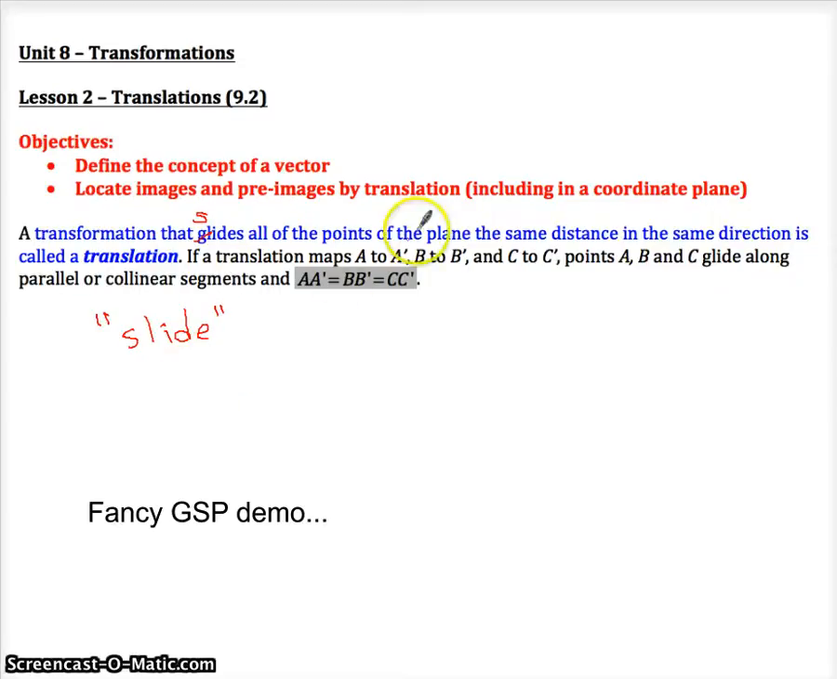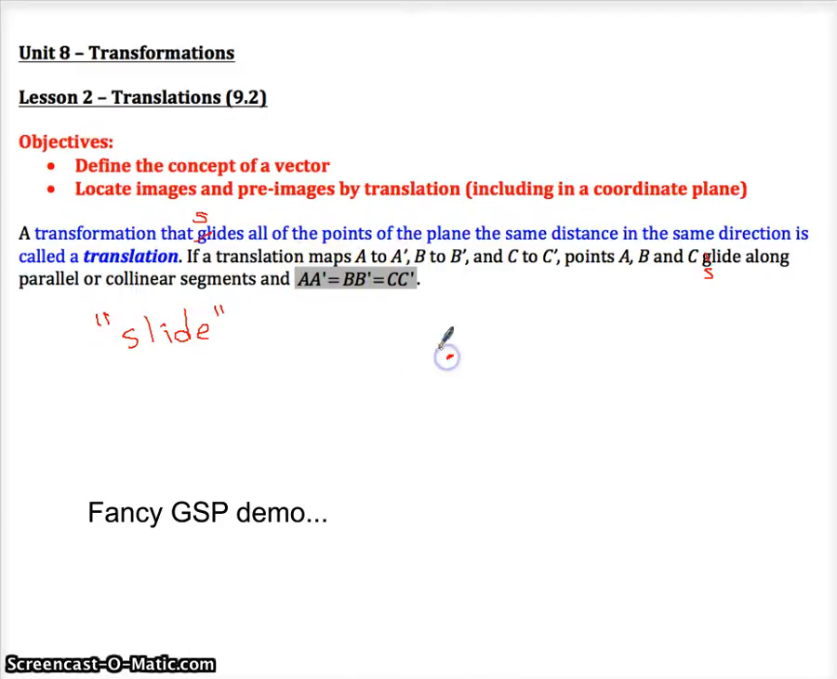If a translation maps A to A prime, B to B prime, and C to C prime, points A, B, and C slide. Glide isn't really wrong. It's just I like using glide for something else we're going to do this unit, so I'm going to say slide. Along parallel or collinear segments. And all those would be the same distance.